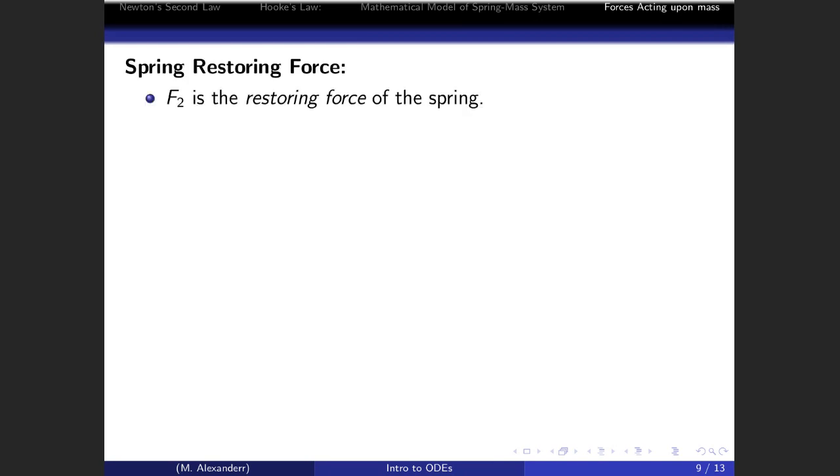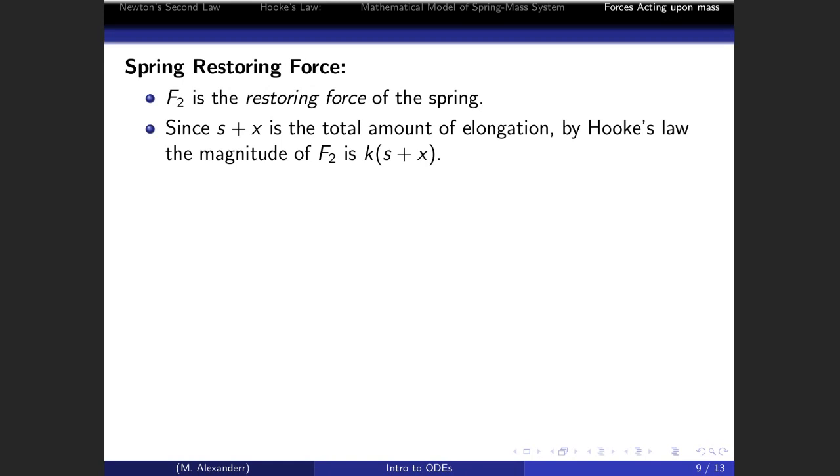Now the second type of force is called the restoring force. So this is actually related to the spring. Remember, this is the force that the spring does to the mass. Restoring force is the force that the spring does to the mass. And so here we do have to be a little bit careful with our notation.